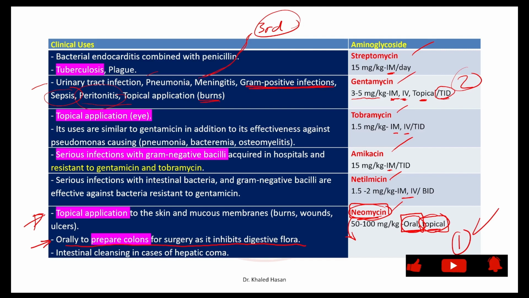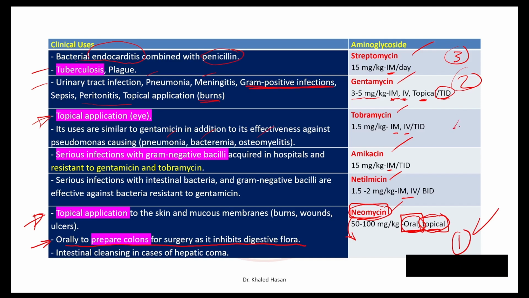The third one will be streptomycin. Streptomycin is very important; here we have highlighted tuberculosis. We use streptomycin for patients suffering from bacterial endocarditis, and we don't use it alone. We use it with penicillin. Okay, tobramycin is available as eye drops or eye ointment. It could be used for patients suffering from pneumonia, bacteremia, and osteomyelitis.